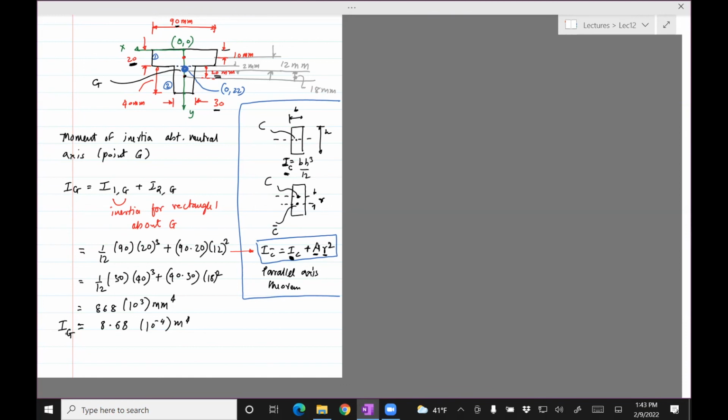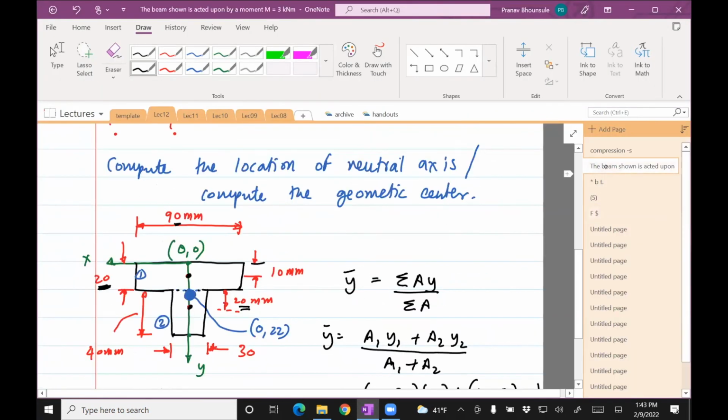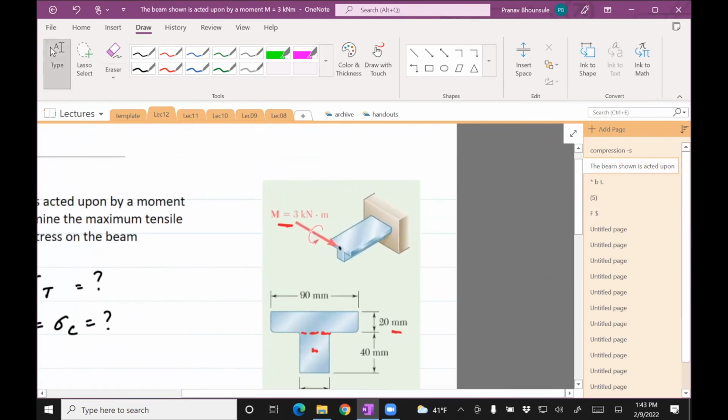Okay, we're almost done. Now we found the inertia. We only need to find the right y in order to solve for the maximum tensile and compressive stress. So let's take a look again at the way this moment is applied, because that will help us decide which side is compressive, which side is tensile. If you go back, you'll see that there's a moment this way, which means that the beam will bend like an inverted U. So the top part is going to be under what? Tension. So there's going to be sigma T on top and sigma C down.